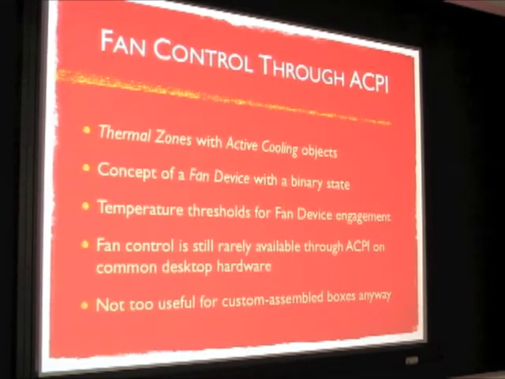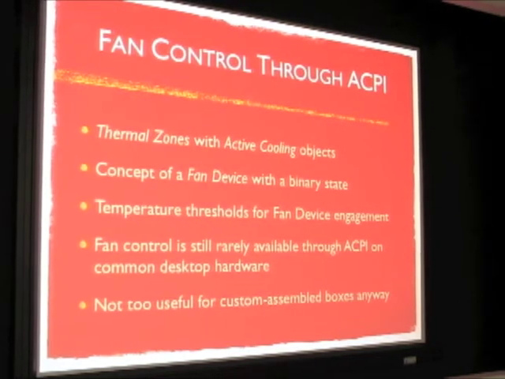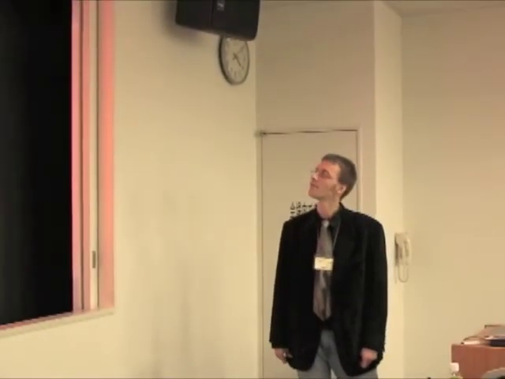There are also temperature thresholds. ACPI defines temperature thresholds for fan device engagement. For example, if we reach a temperature of 60 degrees, then a certain fan device may be engaged. If we reach a temperature of 65 degrees, then a different fan device may be engaged in addition to the previous one. Fan control through ACPI is still rarely available on commonplace desktop hardware. Most Taiwanese desktop boards, from ASUS, MSI and Gigabyte, still don't have control for thermal zones in ACPI. So ACPI fan control is not very useful for custom assembled boxes anyway.